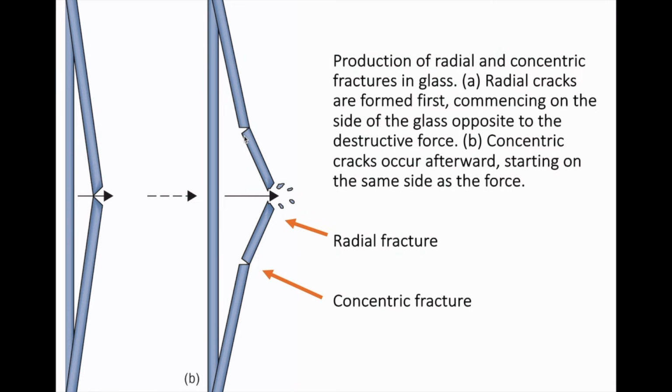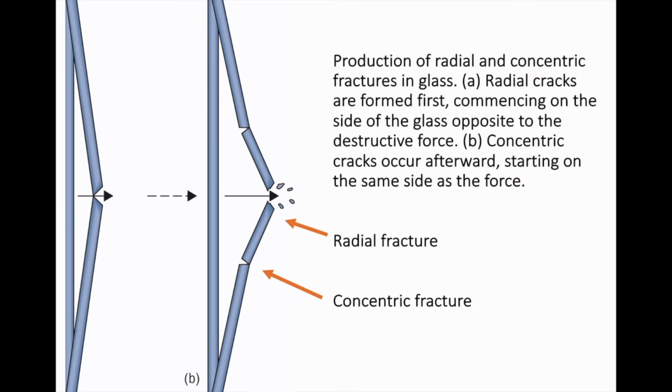Whereas the concentric cracks occur afterward, starting on the same side as the force. That's why, when you look at this depiction, you see how this side is almost like it has been blown out. This side, the front side, the side that the projectile came from, cracks before the other side. With radial fractures, it's the other way around. So just pay attention to this. This will come in handy at the end of the video also.